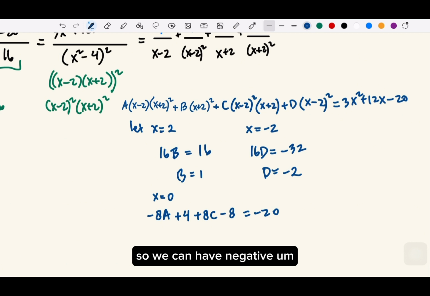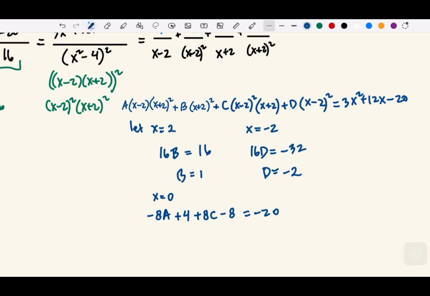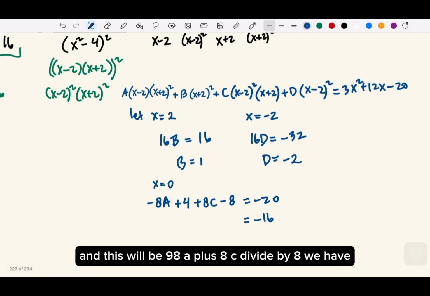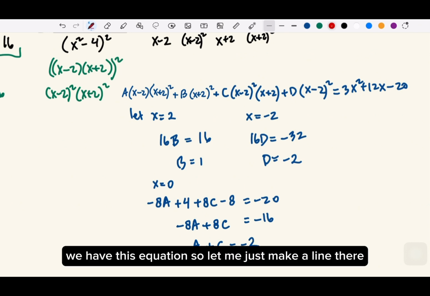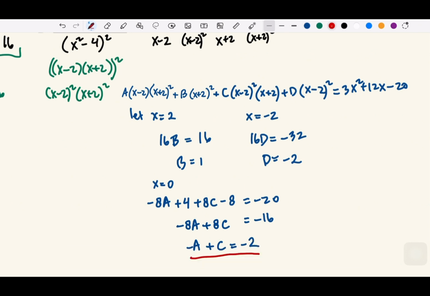So we can have -4 move to the right, plus 4, so -16. And this will be -8a plus 8c. Divide by 8, we have this equation. So let me just make a line there.